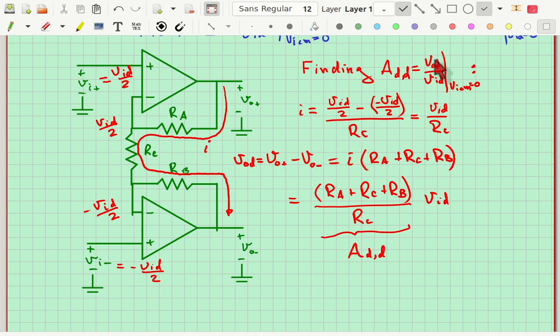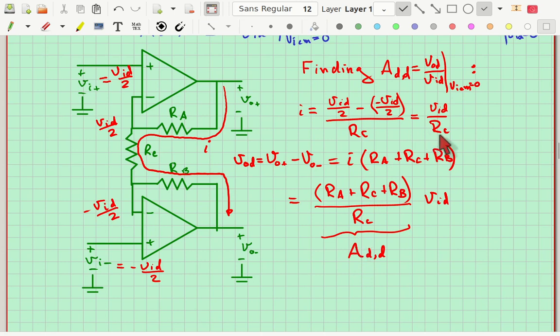Now, what we really want is the output differential voltage divided by the input differential voltage. So now we have to compute the output differential voltage, which is Vout plus minus Vout minus. So what we need to do is, if we notice this circuit here, if I take the voltage right here minus the voltage right here, that is just this current that's going through here times the sum of the resistors. And the current going through RA is the same as going through RC because there is no current coming out of the op-amp inverting input, and similarly for the bottom here. So writing that down, I have Vout D is the difference in the output voltages, Vout plus minus Vout minus, and that's I times the sum of the resistors.